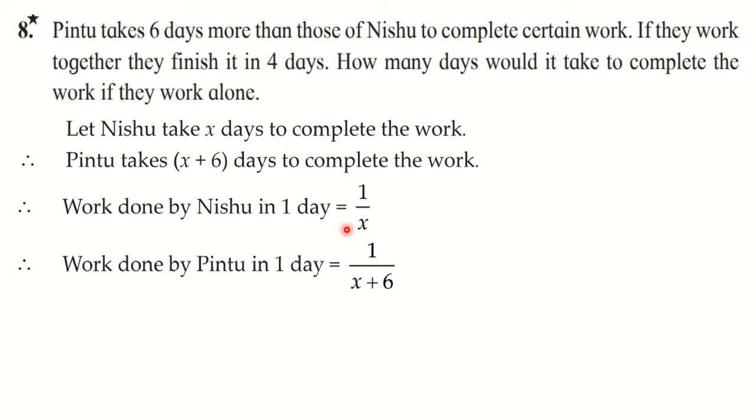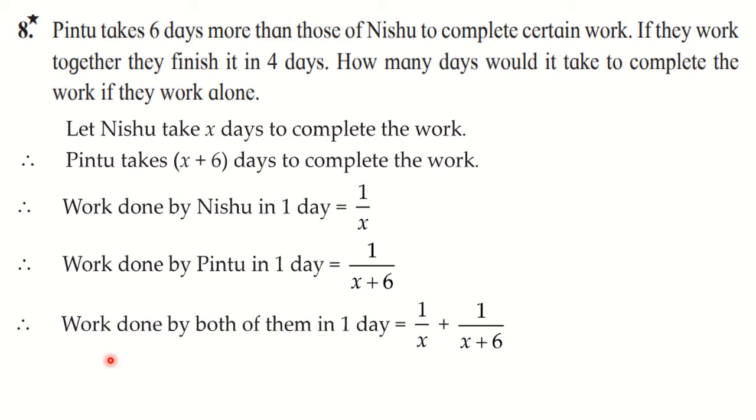Okay, so together they will complete 1/x plus 1/(x+6) of the work. We have to add this. This much work is done by Nishu and this much work is done by Pintu in one day. So the total work done by them in one day is the addition of these two. That we have to write down. That means the work done by both of them in one day is the addition of these two.